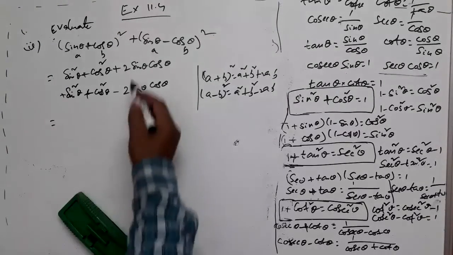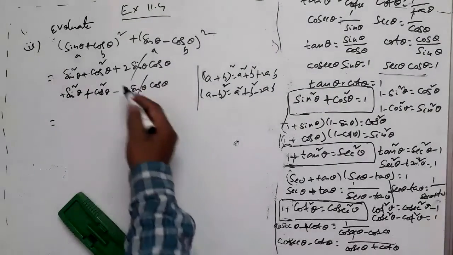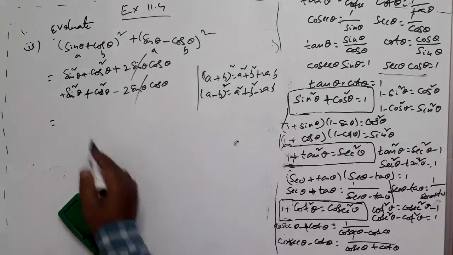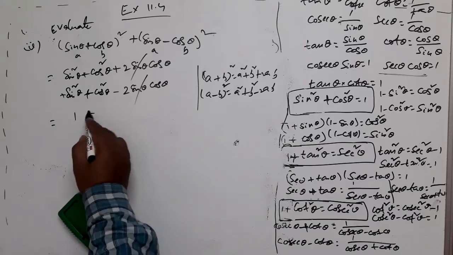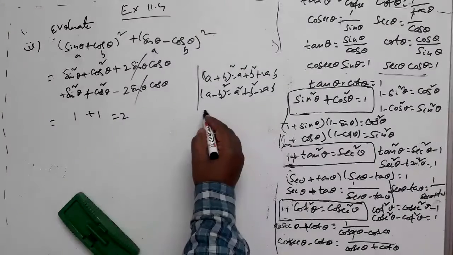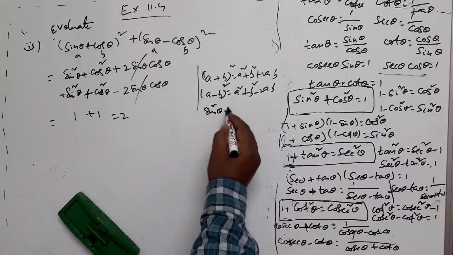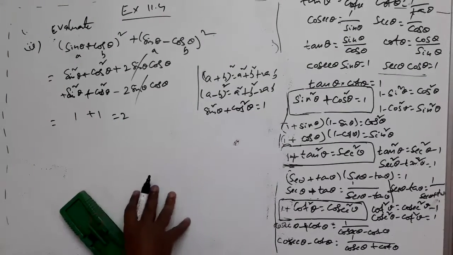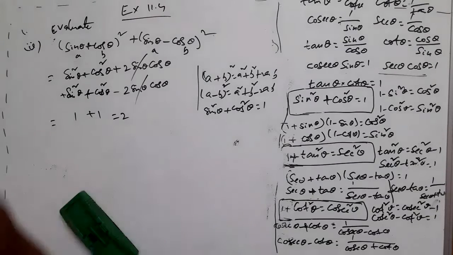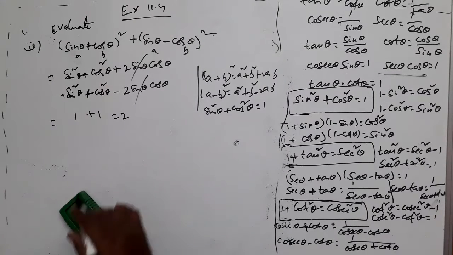We are simply adding. These two terms are the same. This is plus sign, this is minus sign. You cancel. Now sin square theta plus cos square theta is 1. Here also 1. 1 plus 1 is 2, because you have used the identity sin square theta plus cos square theta is 1. Yes. So this is 2. Your answer is 2. This is the second part, right?